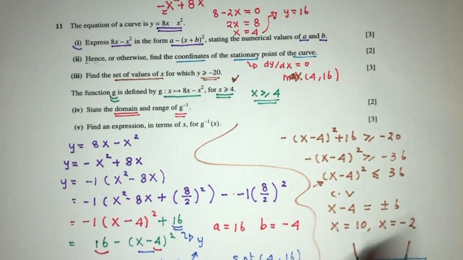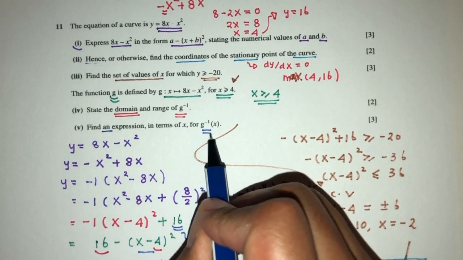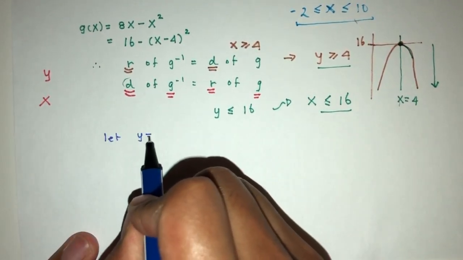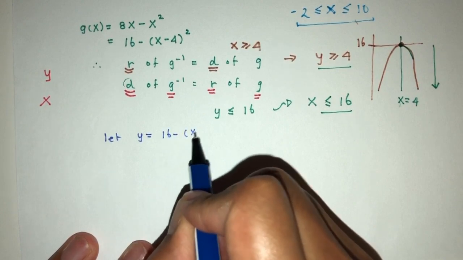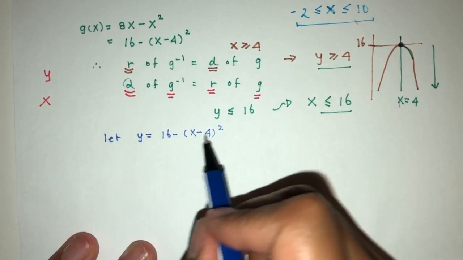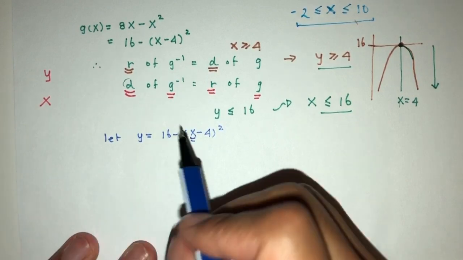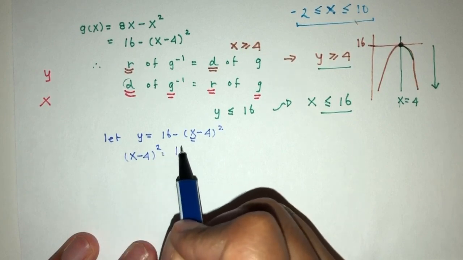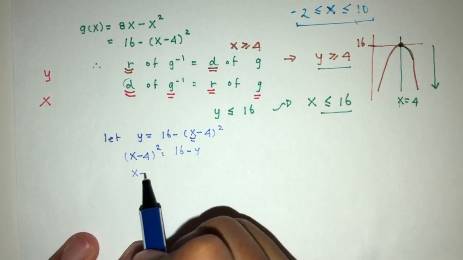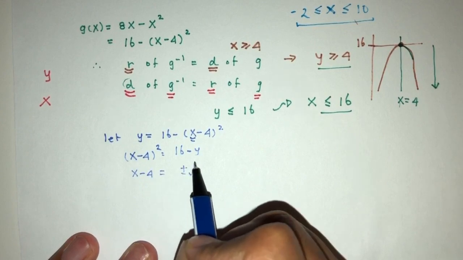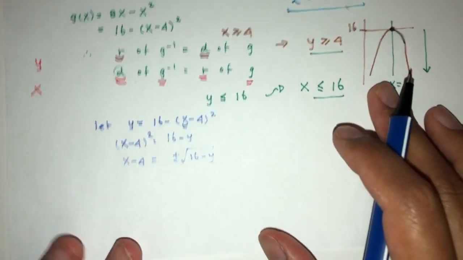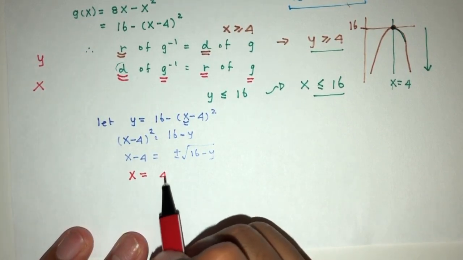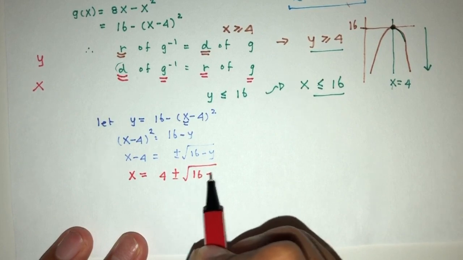Now for part 2, we have to find an expression for g inverse. So step by step, we have to let y equal g, which is 16 minus (x minus 4) squared. Now we have to make x the subject of the formula. So let's first send this over here. You will have (x minus 4) squared equals 16 minus y. x minus 4 will be plus or minus root of 16 minus y. And then eventually we will have x equals 4 plus root of 16 minus y.